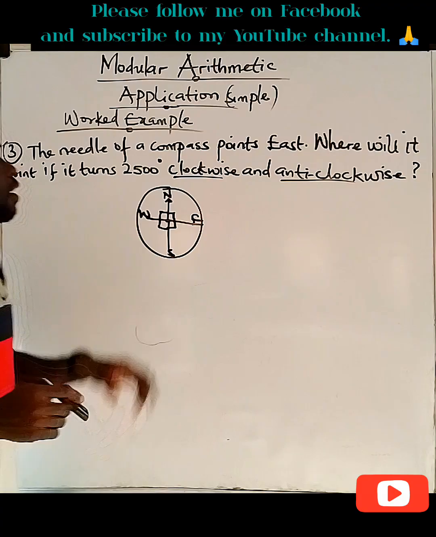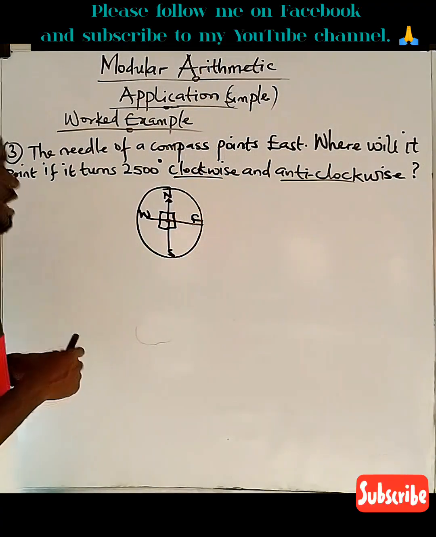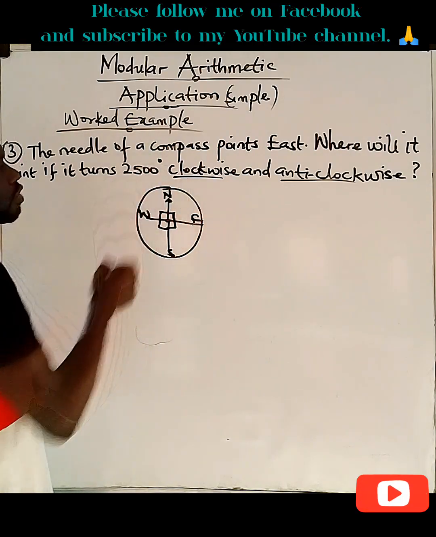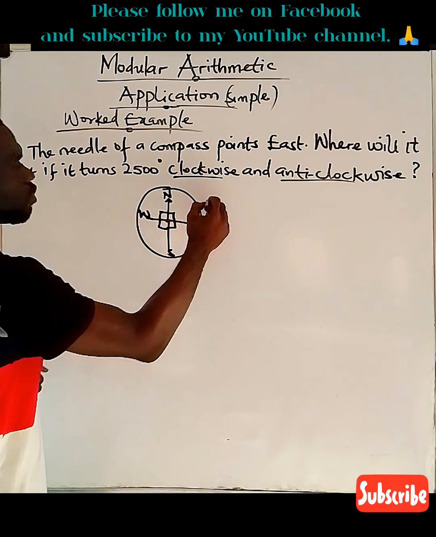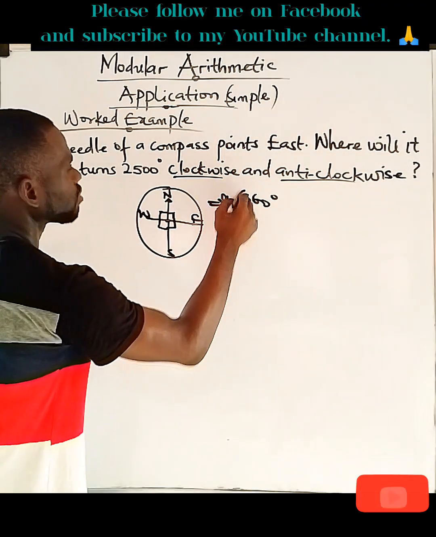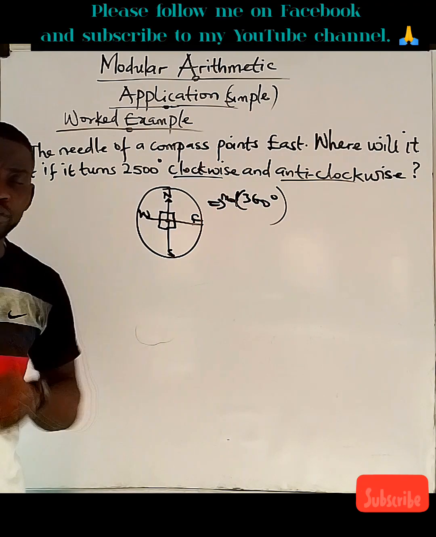So what do you observe? What lets us return to our initial position when it comes to a compass is 360 degrees movement. When you move 360 degrees, you're going to come back to your starting position. So what do we have? Here we have 360 degrees modulo. So our mode of operation is 360 degrees. That's the standard mode of operation.